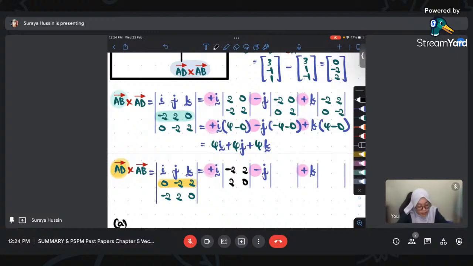Manakala, kalau J pula, tutup J, you akan dapat 0, 2, negatif 2, 0. Manakala, kalau tutup K, 0, negatif 2, negatif 2, 2.